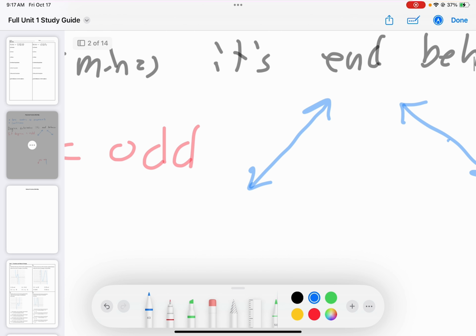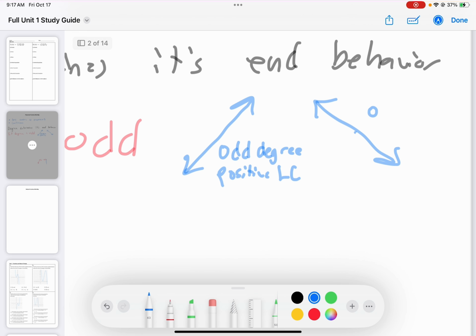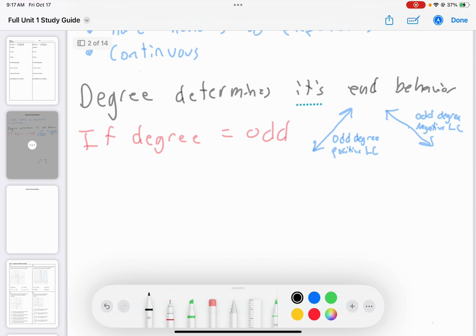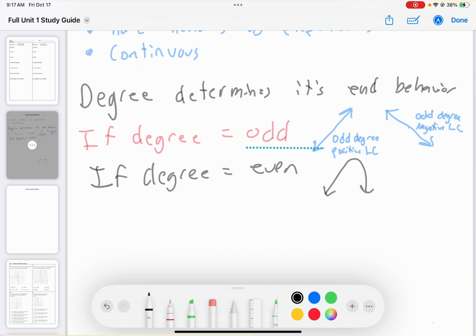So how do I get something that looks like this? It would be odd degree, positive leading coefficient. This would be odd degree, negative leading coefficient. Now, if the degree is even, then we're going to get quadratic end behavior. So something like this, or something like this.